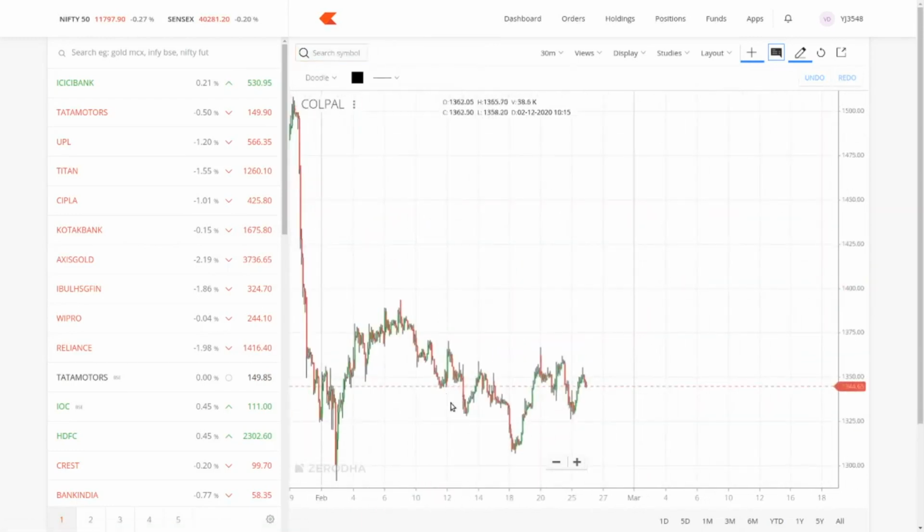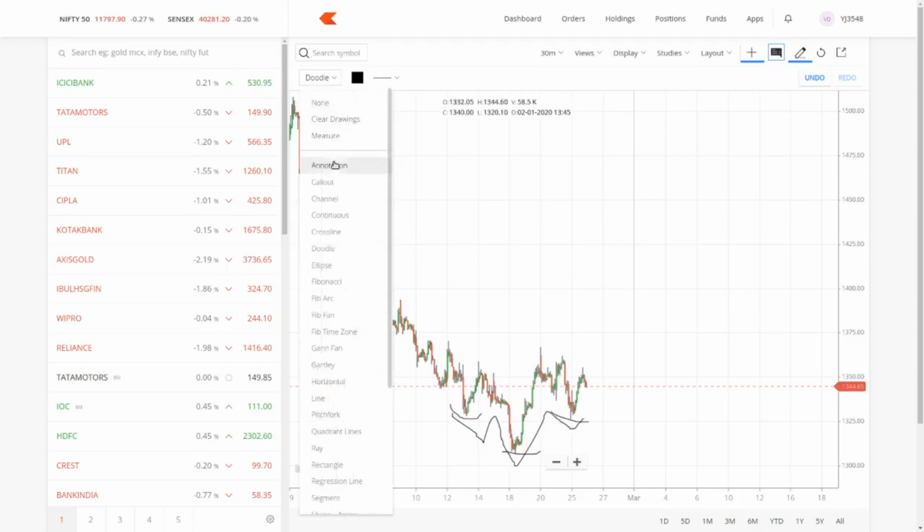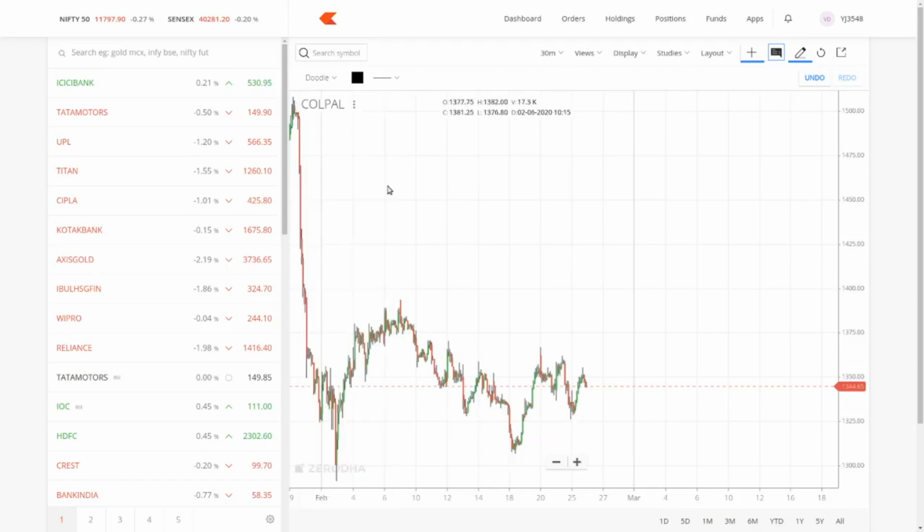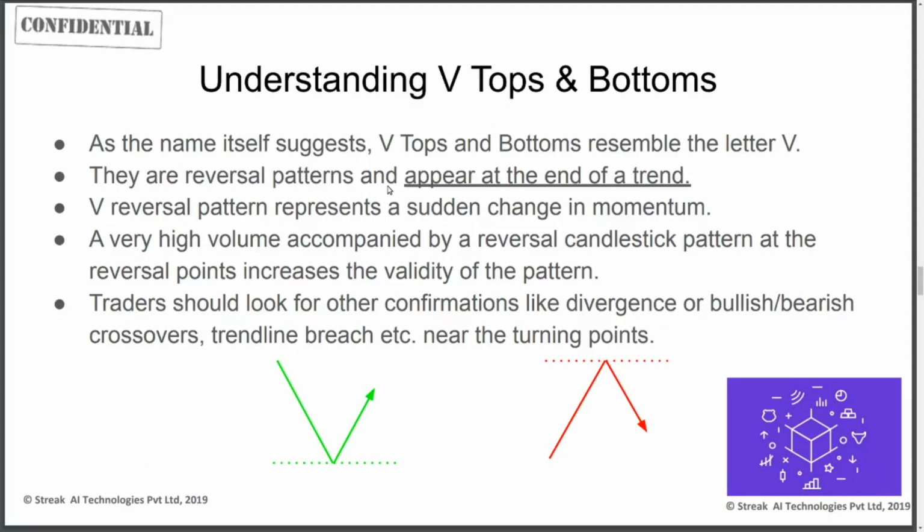So that's this. You can see this here, and this here, right? So again, forming this head and shoulders. Okay. So let's move on. Now let's come to another pattern, which is V top, V bottom.